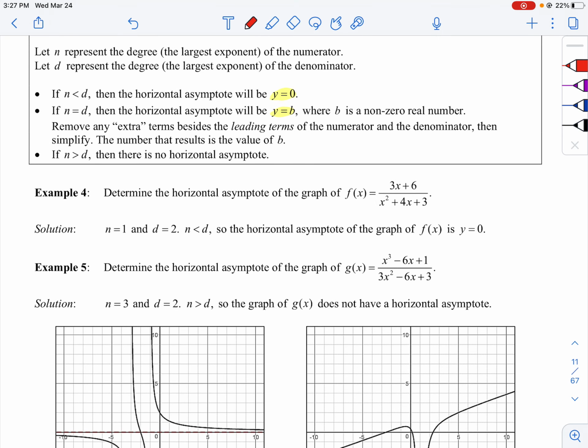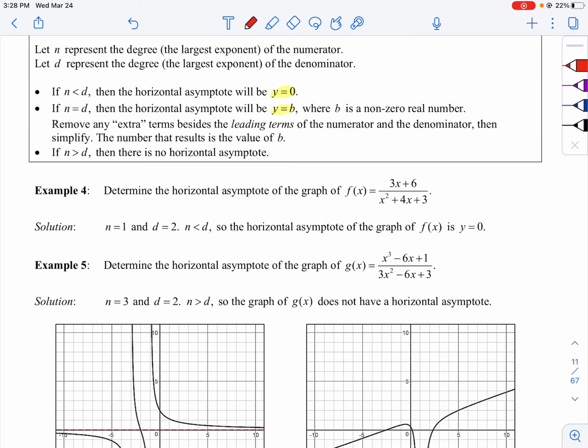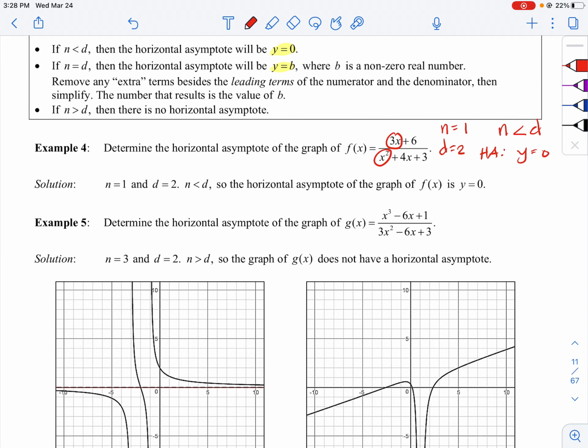I have the rules in here too, just in case. I'm going to circle 3x. I'm going to circle x squared. So the largest exponent on the top is 1. The largest exponent in the denominator is 2. So n is less than d. When that happens, I'm following the first rule that our horizontal asymptote will be y equals 0. So HA is y equals 0. Moving on. Example number 5.